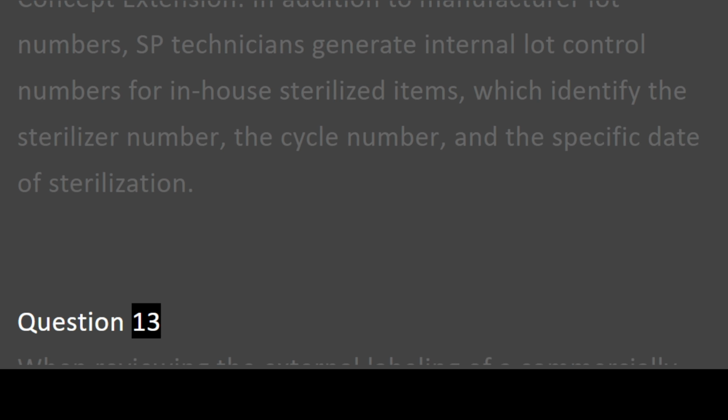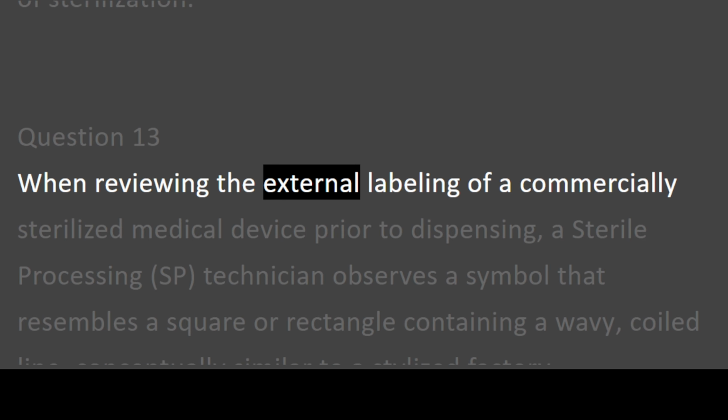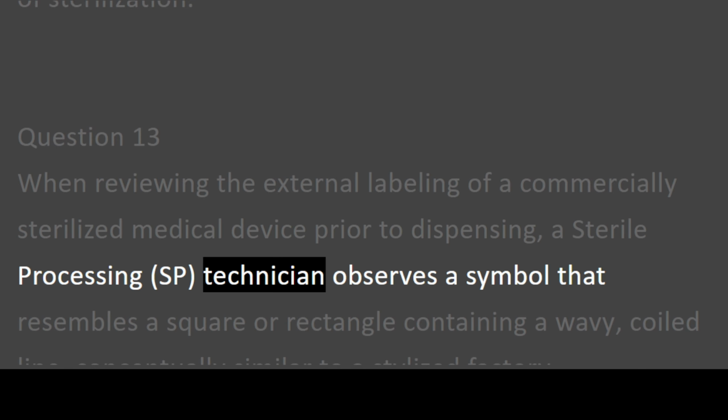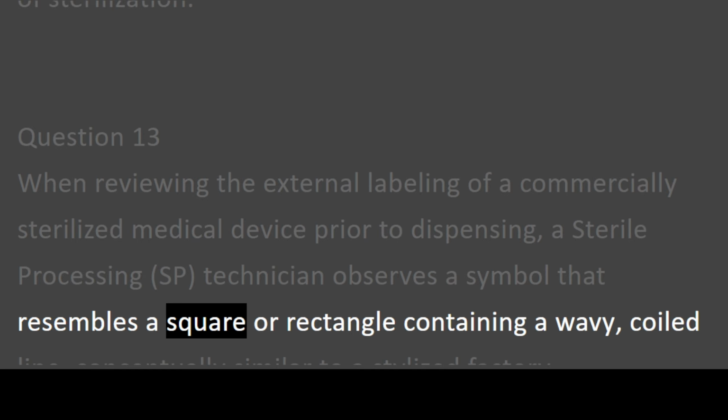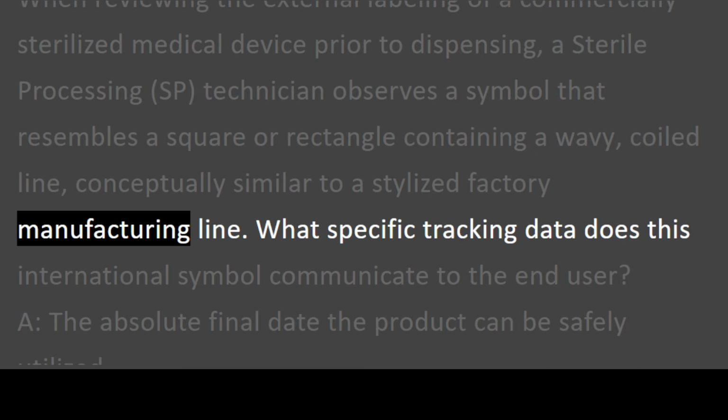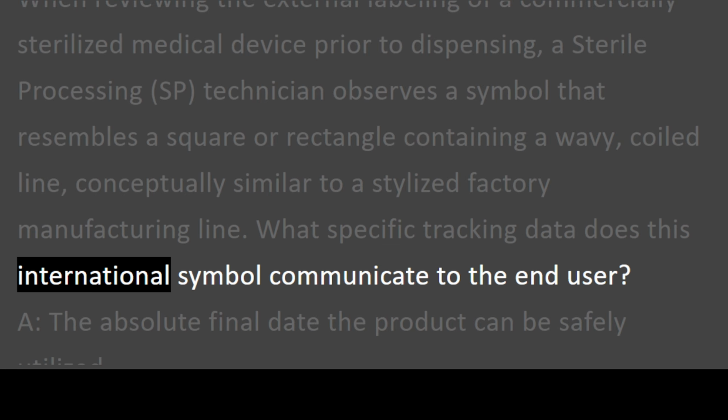Question 13. When reviewing the external labeling of a commercially sterilized medical device prior to dispensing, a sterile processing, SP, technician observes a symbol that resembles a square or rectangle containing a wavy, coiled line, conceptually similar to a stylized factory manufacturing line. What specific tracking data does this international symbol communicate to the end user?